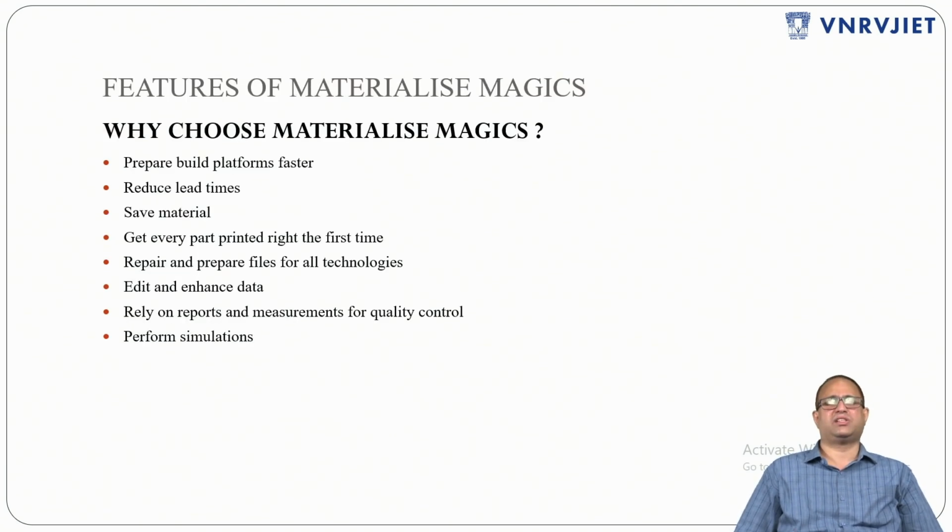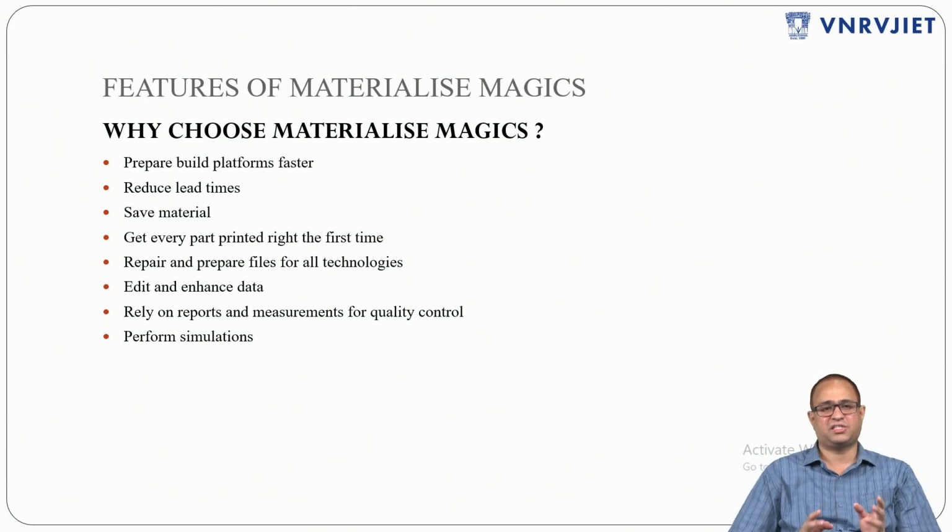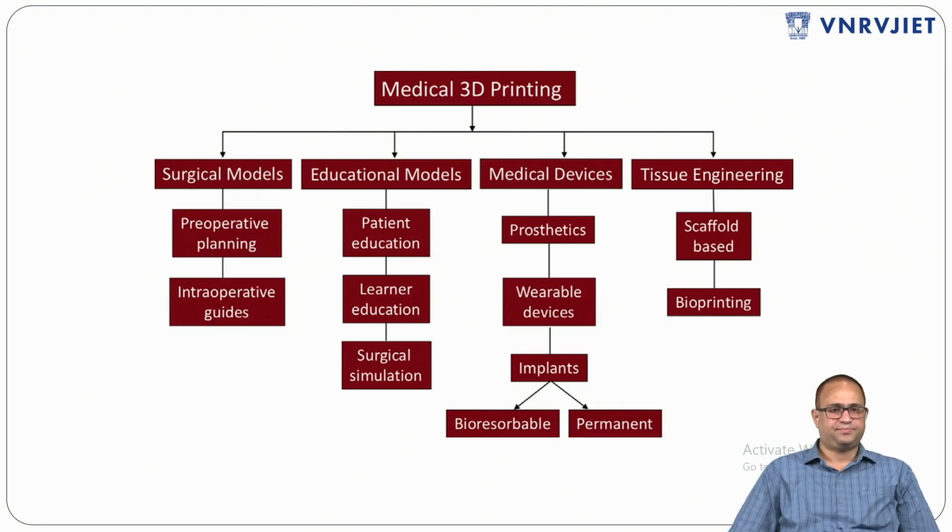And why choose Materialise Magics? What are the features? Why is it required? It makes the platform much easier and faster, it saves material, and it reduces lead times. It repairs and prepares files for all the technologies, right from polymers to metals, edits and enhances the data, and performs simulations. So before going to the AM itself, we check and test with the simulations.